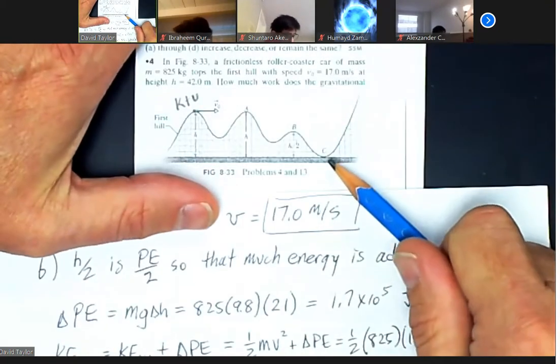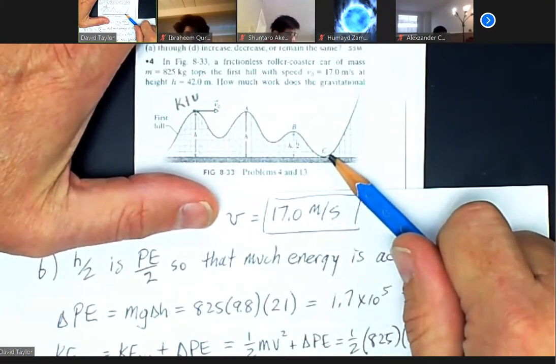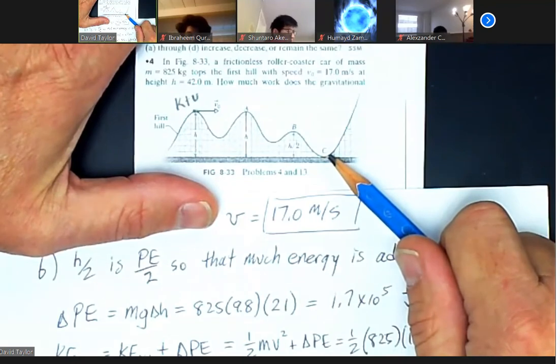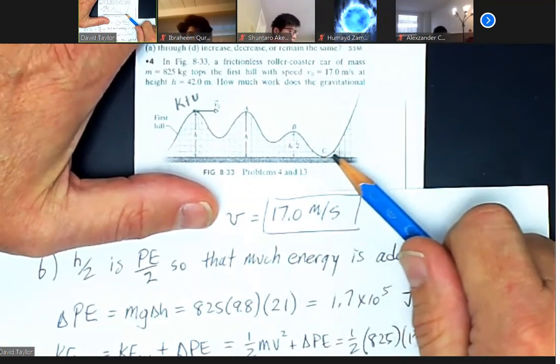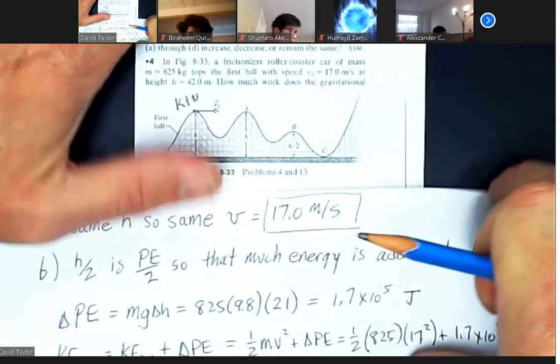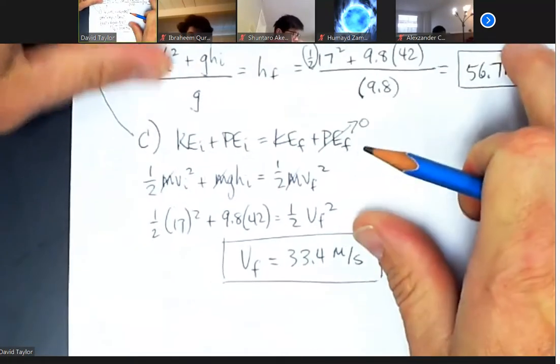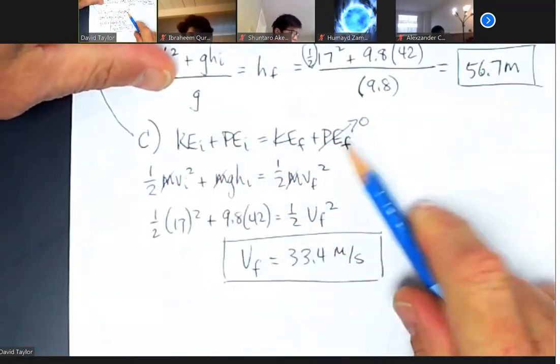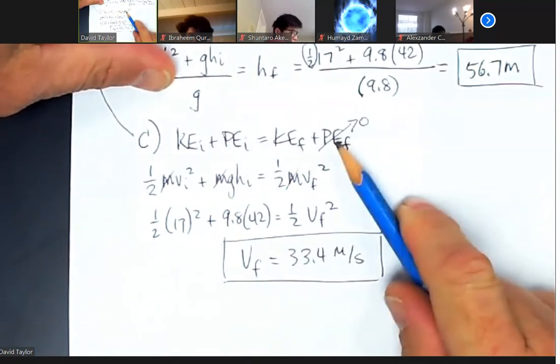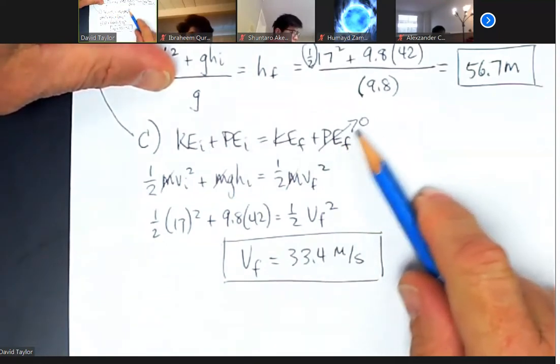Now, for part C, location C, now I'm at the very lowest point. And this is why I was saying if you choose your lowest point to have a height of 0, then when you set up your equation, you don't have a potential energy term at all to deal with. It will become 0, and it simplifies your equation.